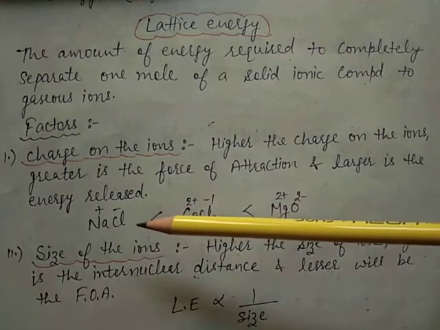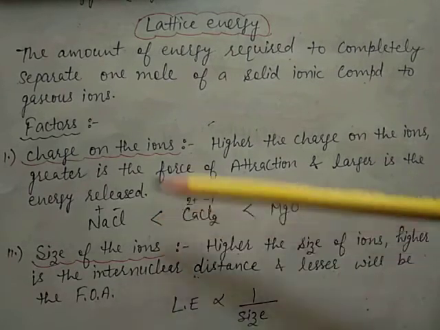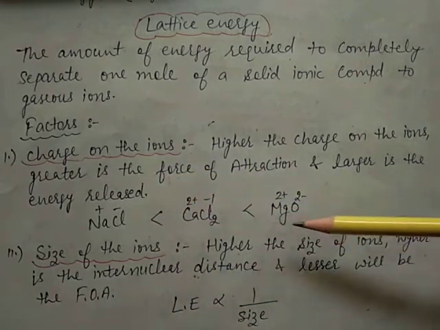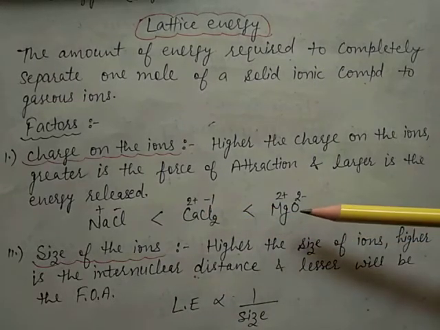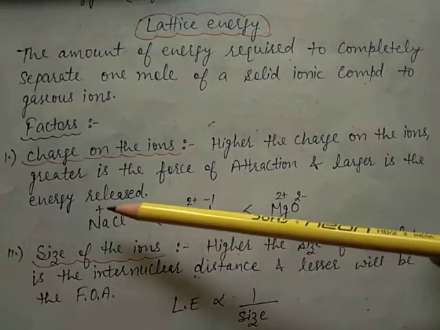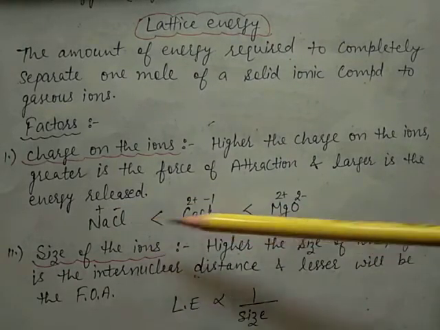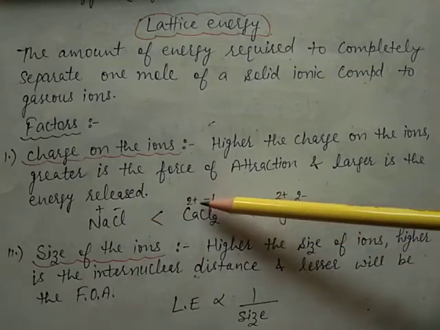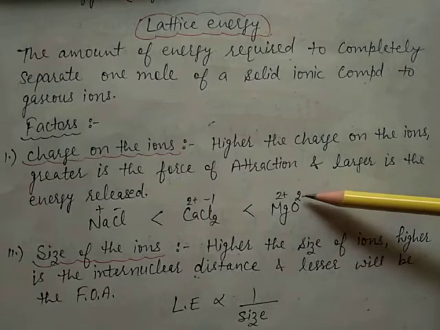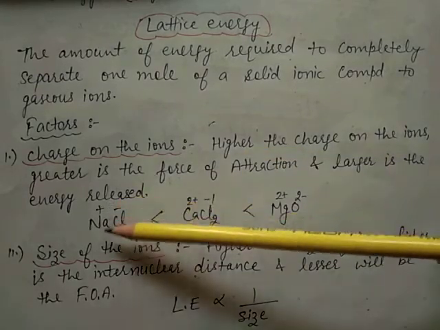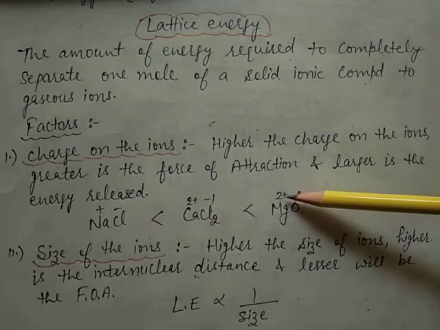Here we take one example. Lattice enthalpy of some ionic compounds is in this order: NaCl, CaCl2, MgO. Here sodium has a +1 charge, Cl has a -1 charge. In this case also, calcium has a 2+ charge, chlorine -1 charge, magnesium +2 charge, oxide -2 charge. Here sodium has a +1 charge but calcium has a +2 charge and magnesium has a 2+ charge.